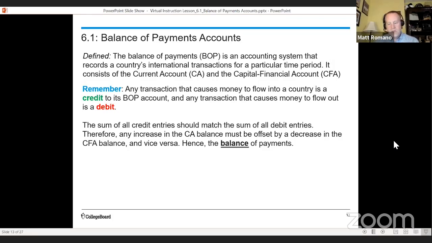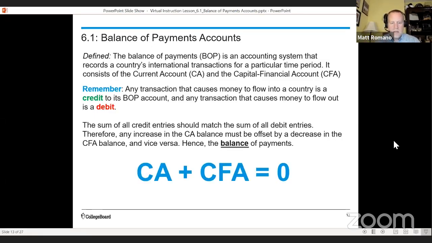So for example, if there's an increase in the current account balance, say there's a surplus, then there's got to be a decrease in the capital financial account balance, or vice versa. They both work out that way. That's why it's the balance of payments. These two sides have to balance each other out. That's how it works. And in the end, this identity is going to be true.